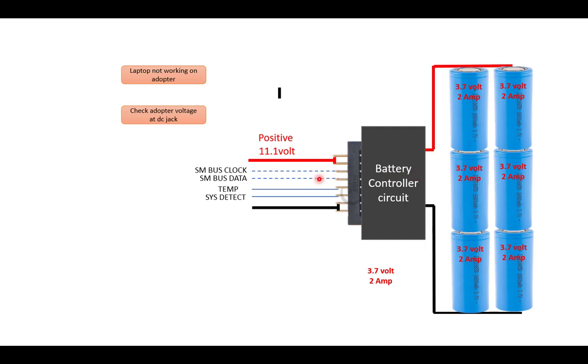So these are the two wires. Another signal is the temperature. When the battery charges, the SIO monitors the temperature of the individual cells, so that the SIO monitors the temperature of the battery.